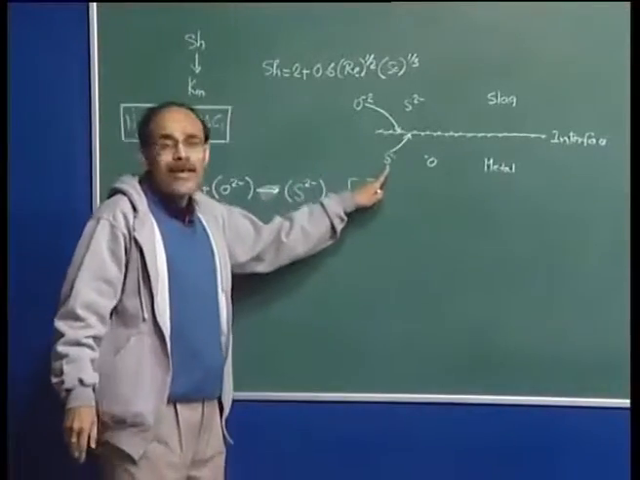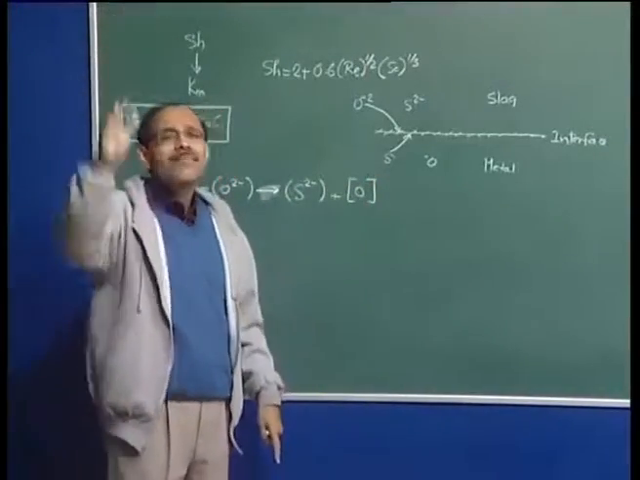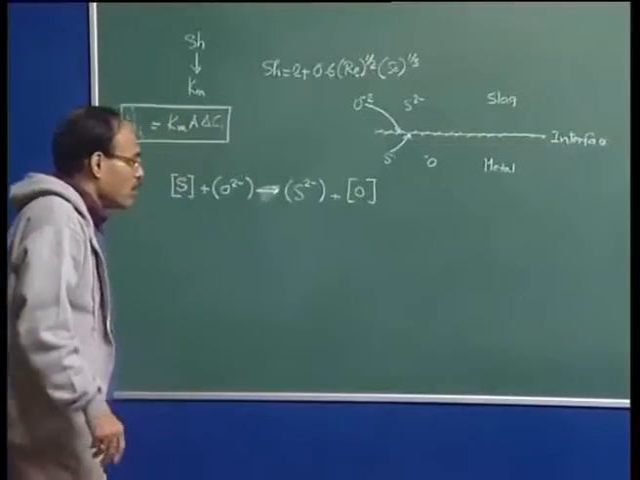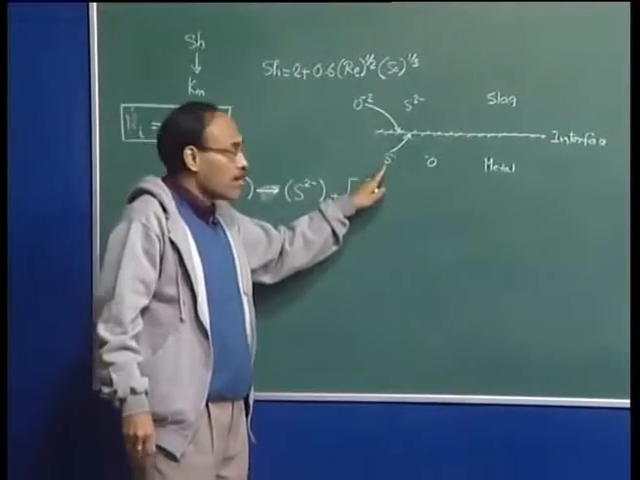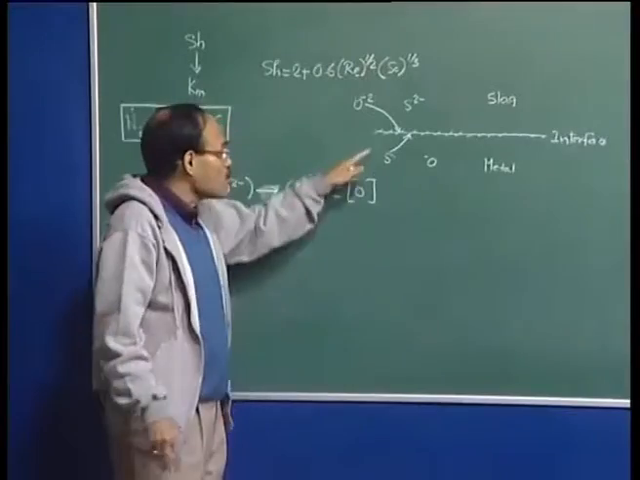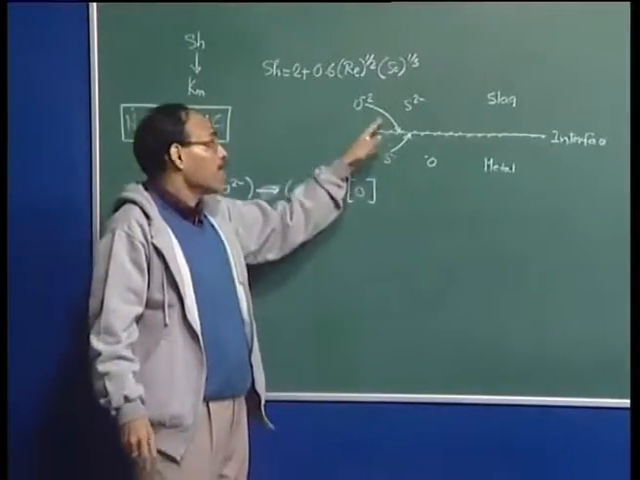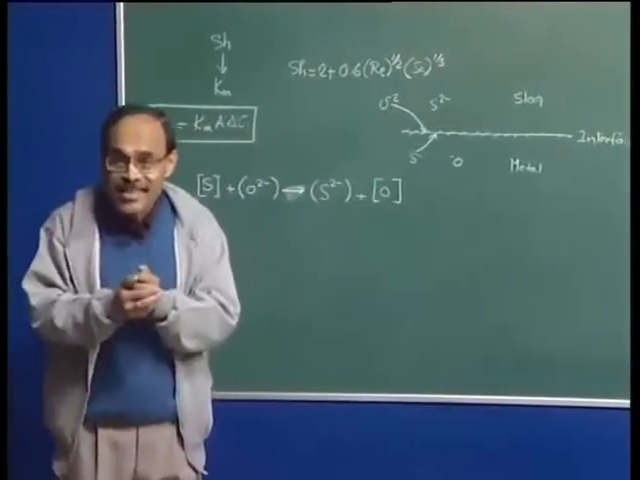Now, it may be possible that the rates are not comparable. Some rates are very high, some rates are very slow. Now, the slow step is going to control the rate of the process, because these kinetic steps are all operating in series.